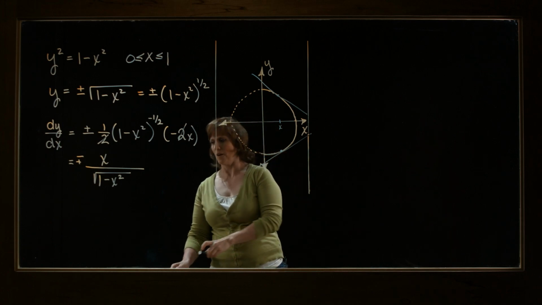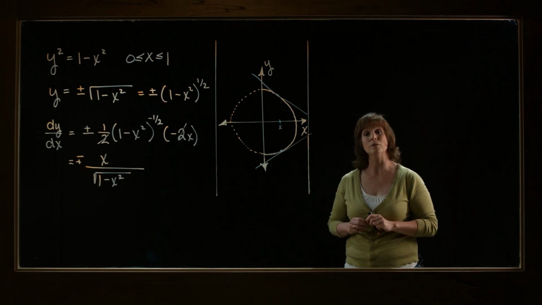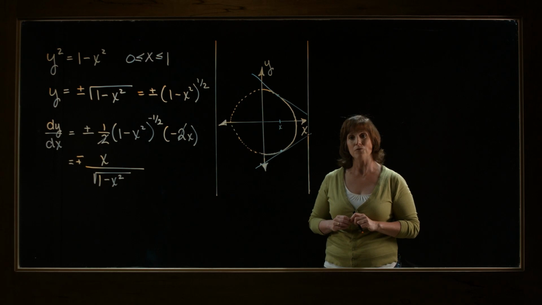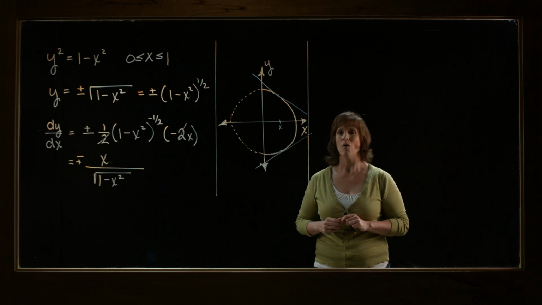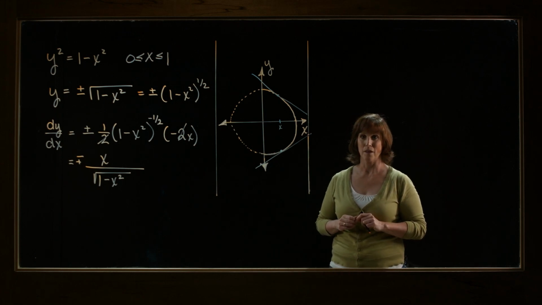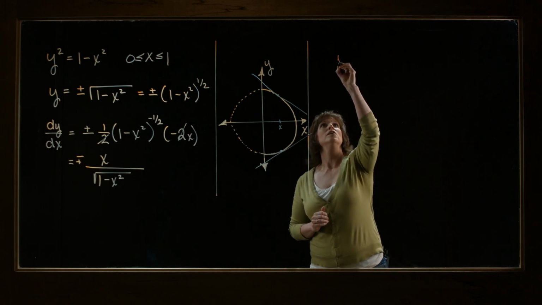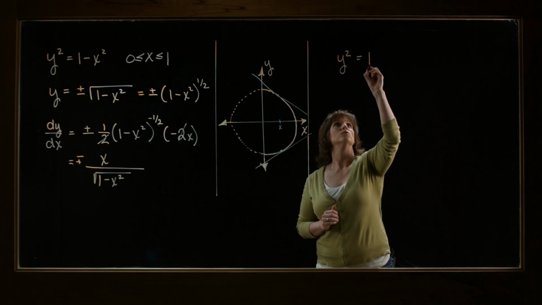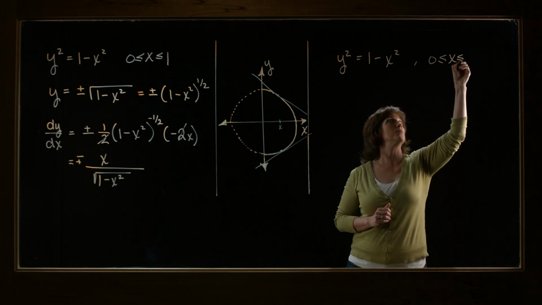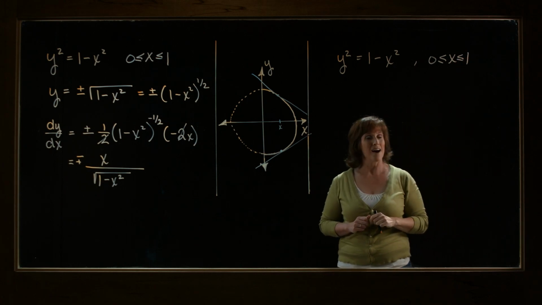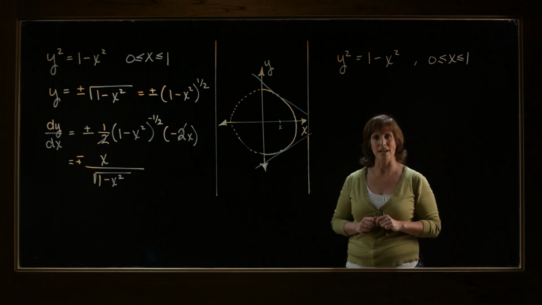Well, this was actually fairly complicated. And I told you at the beginning that we were going to be talking about a technique called implicit differentiation. Implicit differentiation gives me an alternative when solving for y is either difficult or, in some cases, not even possible. So let's rework this problem using implicit differentiation. So I'm going to start with y squared equals 1 minus x squared. And again, x is going to go between 0 and 1. This time, I'm not going to worry about solving for y. I'm just going to differentiate.